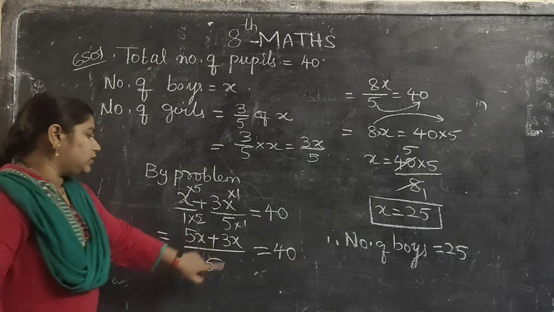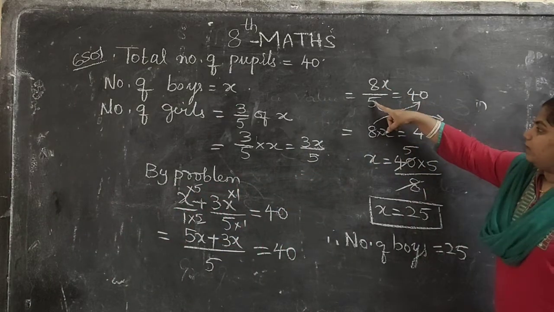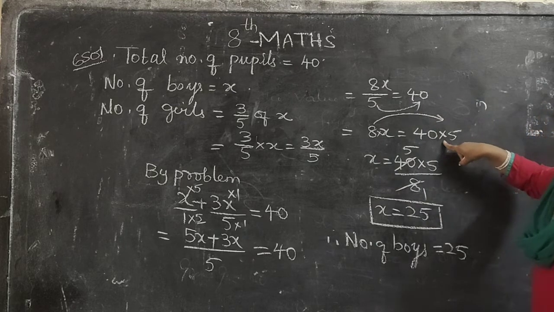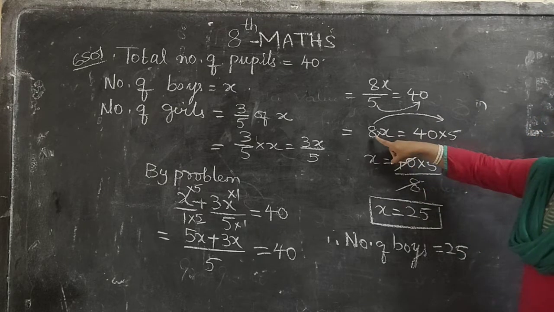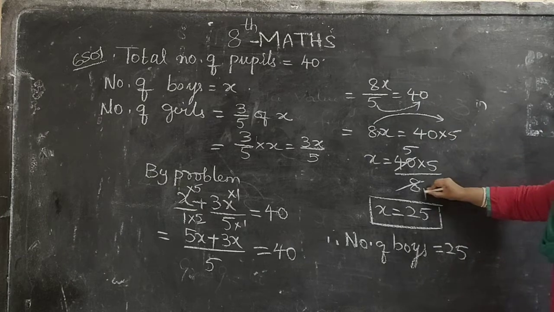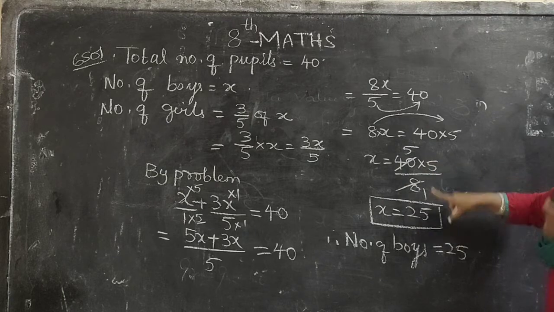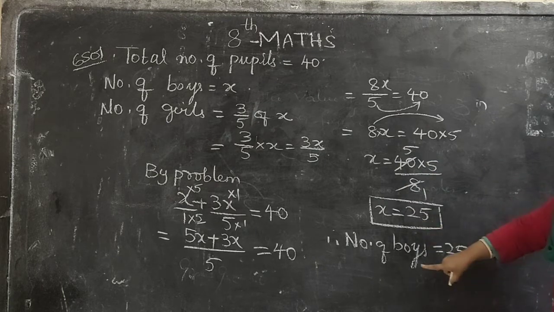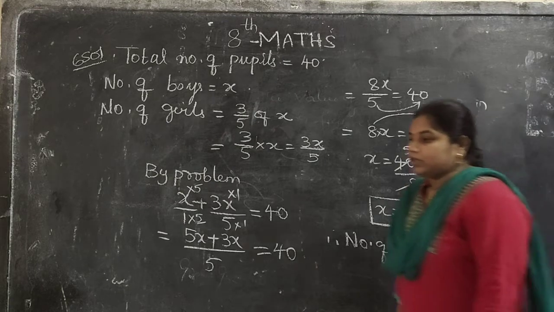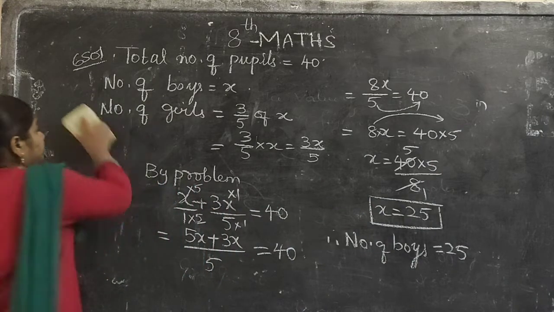Now 5 plus 3 is how much? 8x by 5 is equal to 40. I am sending this 5 to the other side. That will be converted into multiplication. I am sending this 8 to the other side. That will be converted into division. So 8 ones are 8, 5 5s are. So what is the x value? 5 into 5 will be 25. So 25. So next, the seventh one.